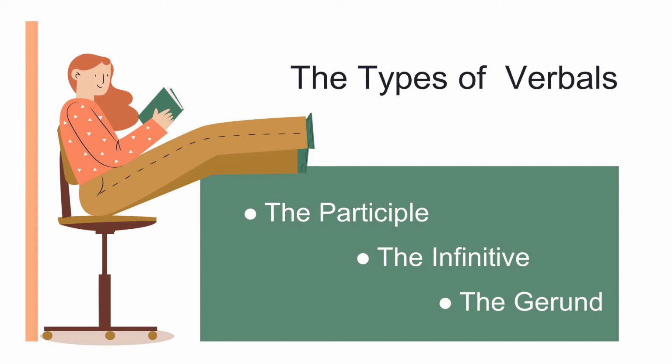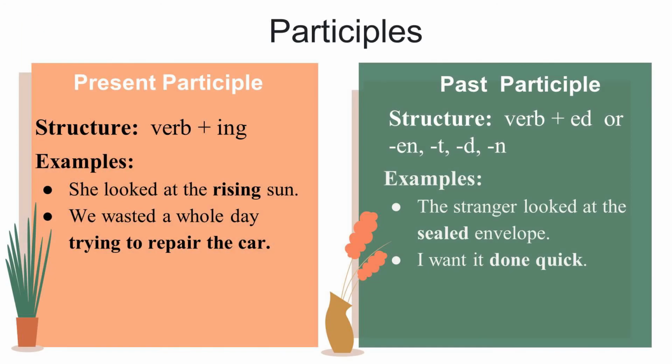Now let's see which are those 3 types of verbals. So they are the participle, the infinitive, and the gerund. Now let's have a look at each type of them.